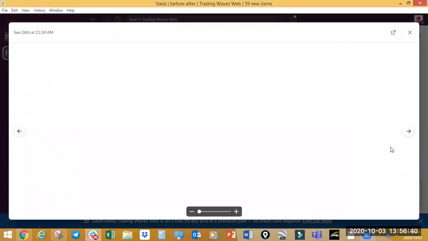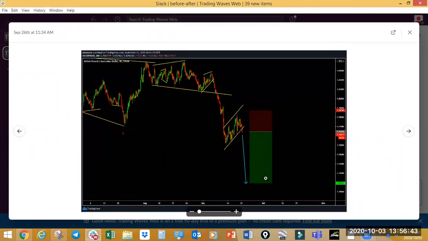That is a textbook setup. Now that was Bitcoin. Now the rest here is the Forex pairs.